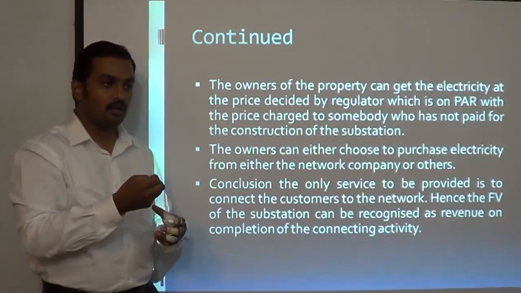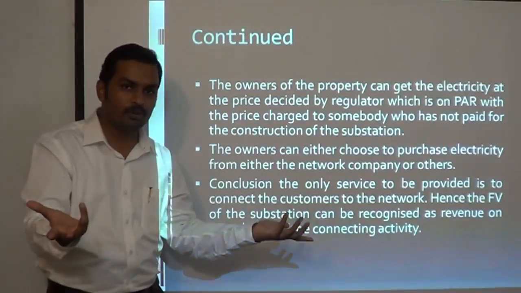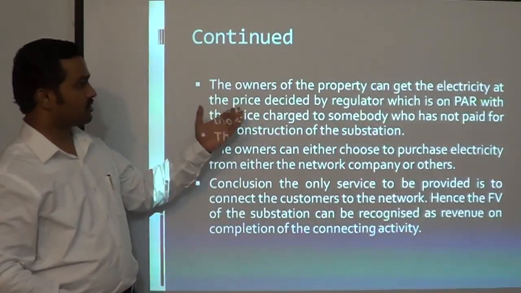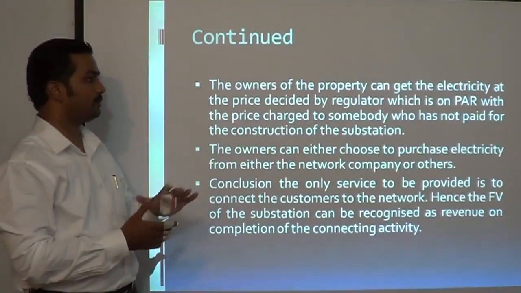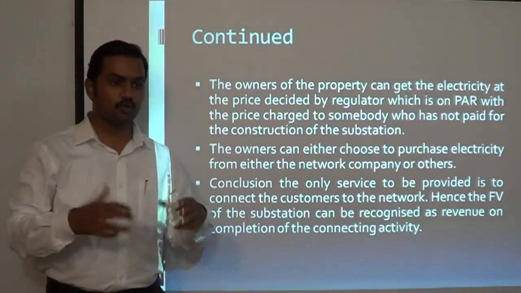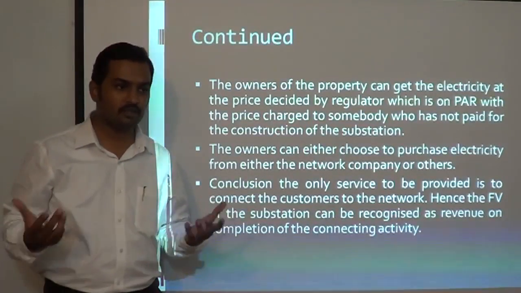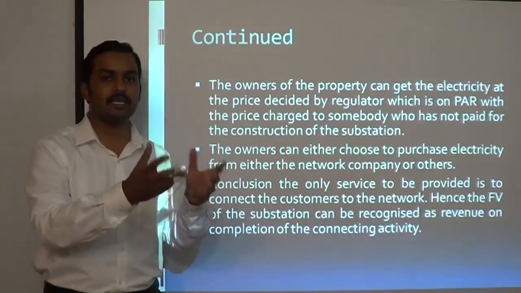buying power. The rate at which you will buy power will be on par with somebody who has not contributed any substation. So the owners of the property can get the electricity at the price decided by the regulator, which is on par with the price charged to somebody who has not paid for the construction of the substation. That means there is no price differential. You are not getting any discounts because you have contributed a substation. You are going to get the price still at the same price.